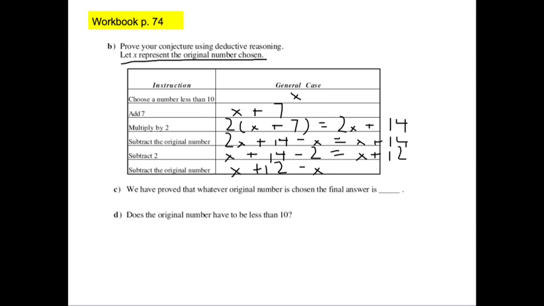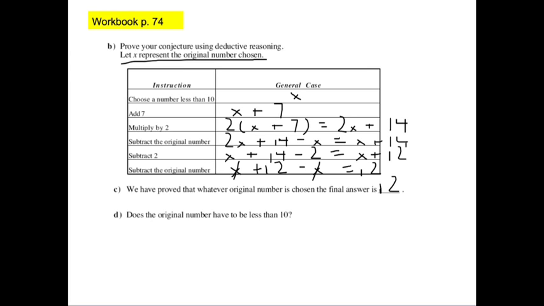Collect your like terms, so that's going to end up canceling your x's because of that negative x. So all you're left with is 12, and that's why you get 12 no matter what number you picked. So we've proved that whatever original number is chosen, the final answer is 12.